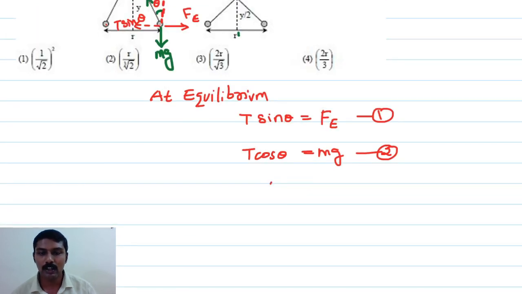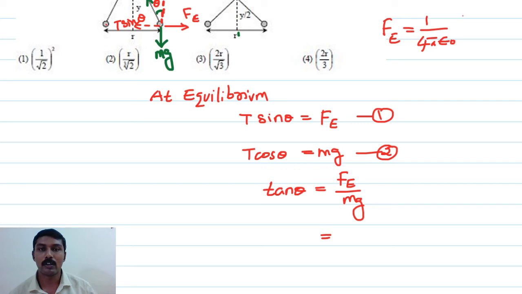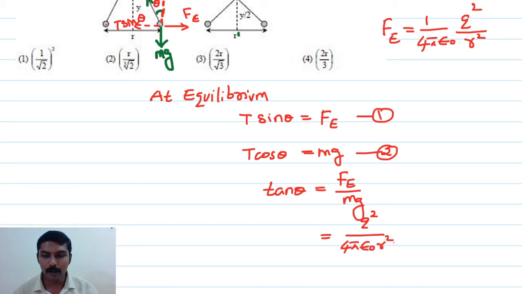From here you can get tan theta is equal to Fe divided by mg. So if I substitute the equation for electrostatic force, what will be the equation? 1 by 4 pi epsilon naught Q1 Q2. Here the charges are the same, so you will take Q square divided by the distance between them, which we call R square. If I substitute this, you will get Q square divided by 4 pi epsilon naught R square multiplied by mg, which is equal to tan theta.